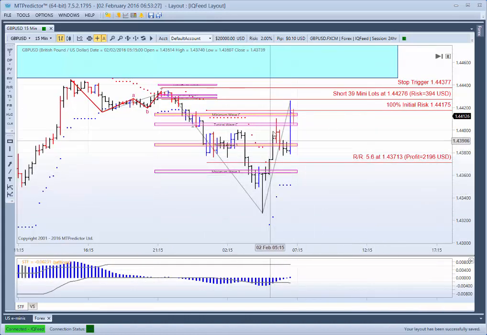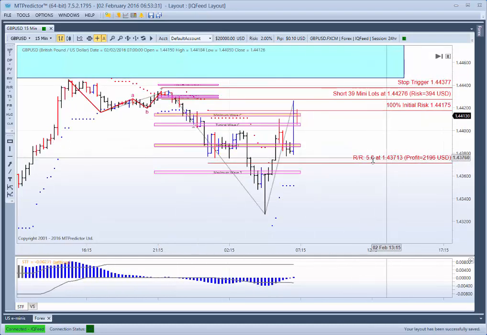and the result would have been a nice 5.6R profit. The market is now reversed and carried on going back up again, but that doesn't matter because profit is taken, it's in the bank, and you say thank you very much.